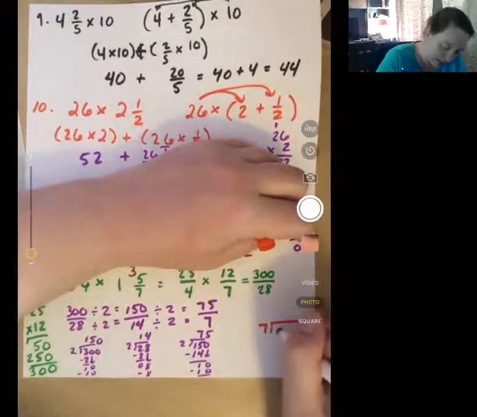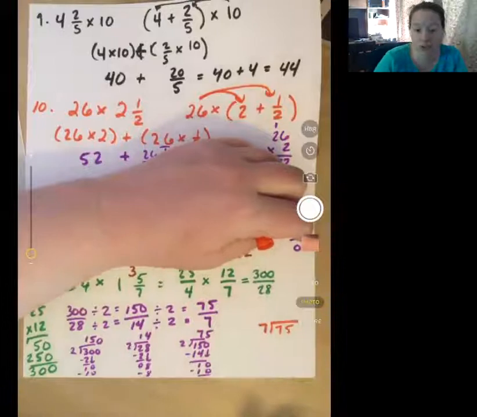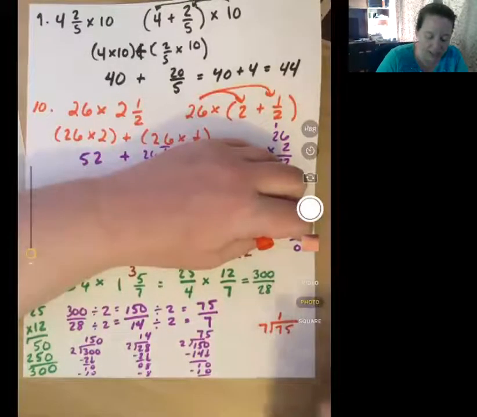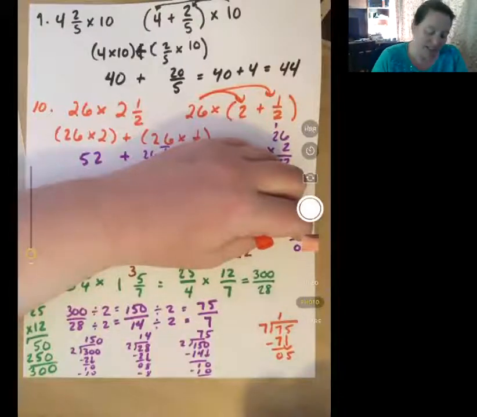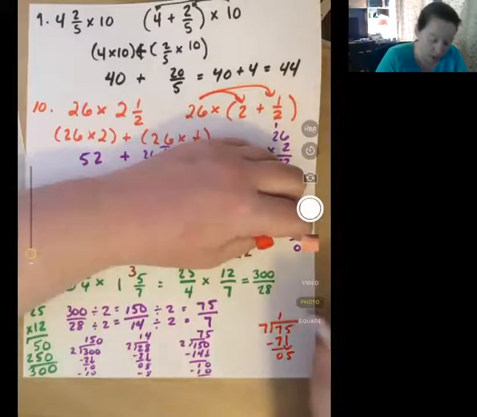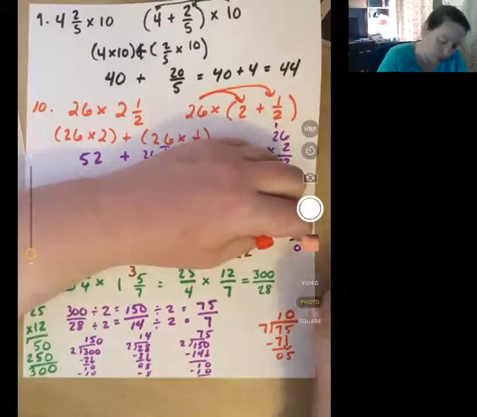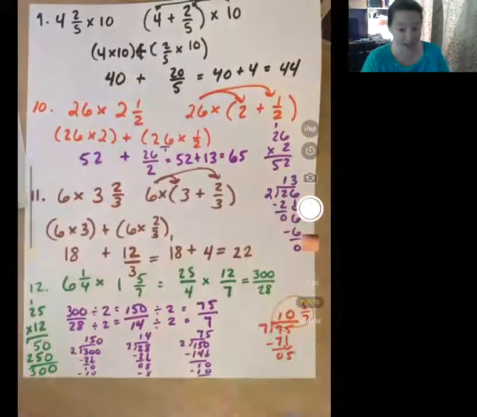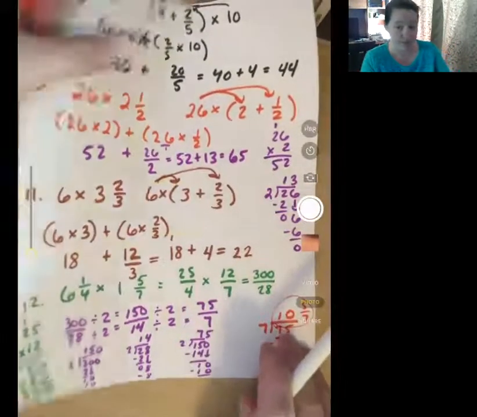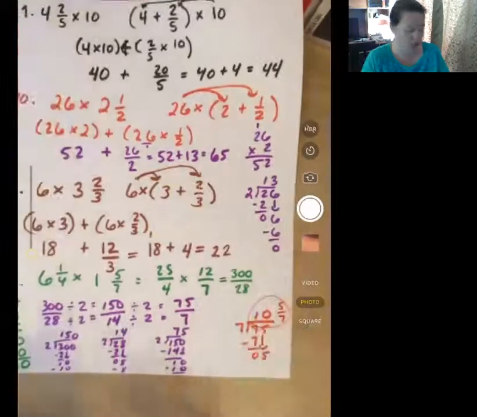7 into 75. 7 goes into 7 one time. 1 times 7 is 7. 7 minus 7 is 0. Bring down the 5. 7 cannot go into 5, so we put a 0 there, and we are left with 5 over 7. So 10 and 5/7 ends up being our answer for that one.